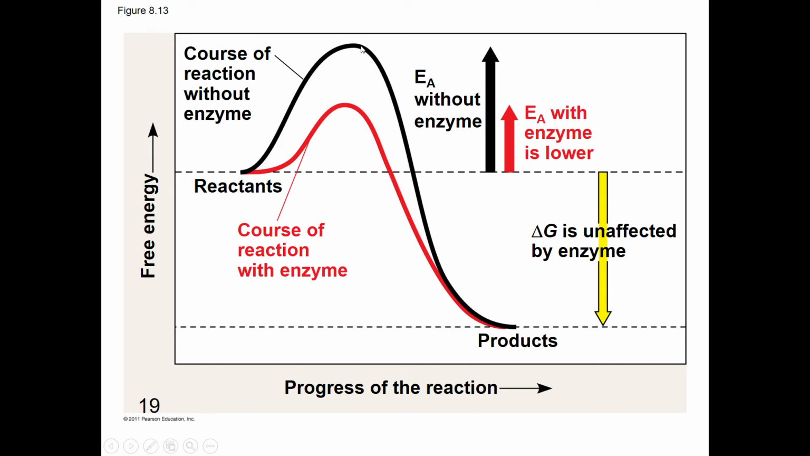the black line, this hump is higher, right? And if I use an enzyme, I don't have to put as much energy in. So you can see the red line, it doesn't go up as high. And because you don't have to put as much energy in, you also will get to your product a little bit sooner.